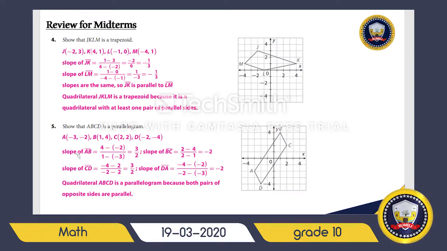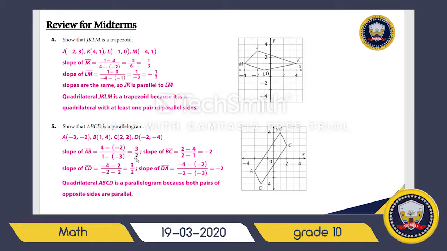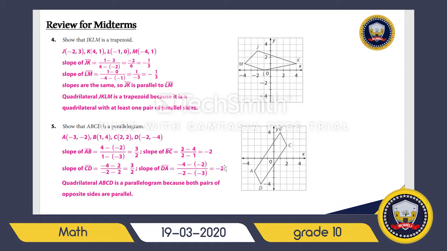Alright? The slope of AB, the difference of y's divided by the difference of x's: 4 minus 2 divided by 1 minus 3 gives us 3 over 2. The same way, the slope of BC is minus 2. Slope of CD, again y's divided by x's, is 3 over 2. DA or AD, the slope is minus 2.